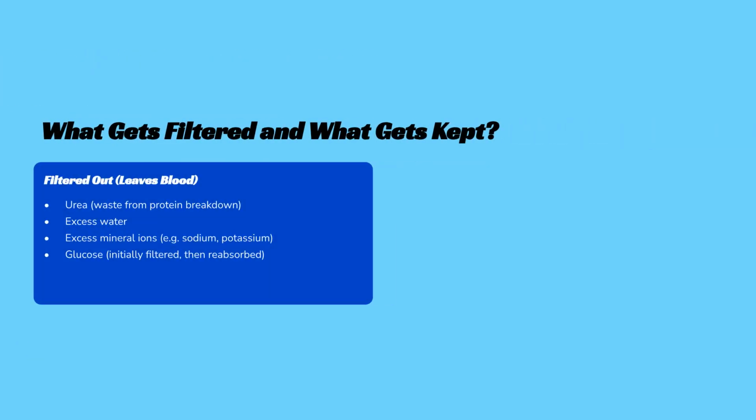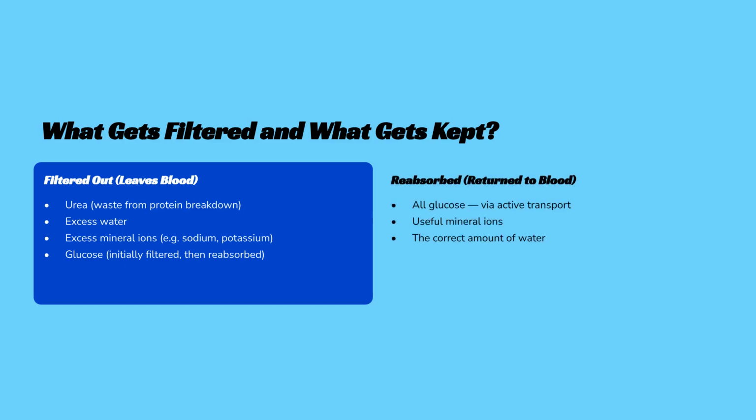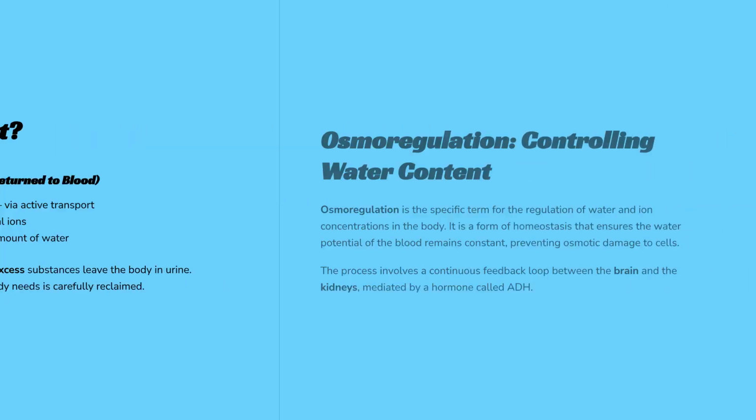Filtered out substances like urea and excess water leave the blood and form urine. Reabsorbed substances, including all glucose, useful mineral ions, and the correct amount of water, are returned to the blood. Only waste and excess are expelled in urine.